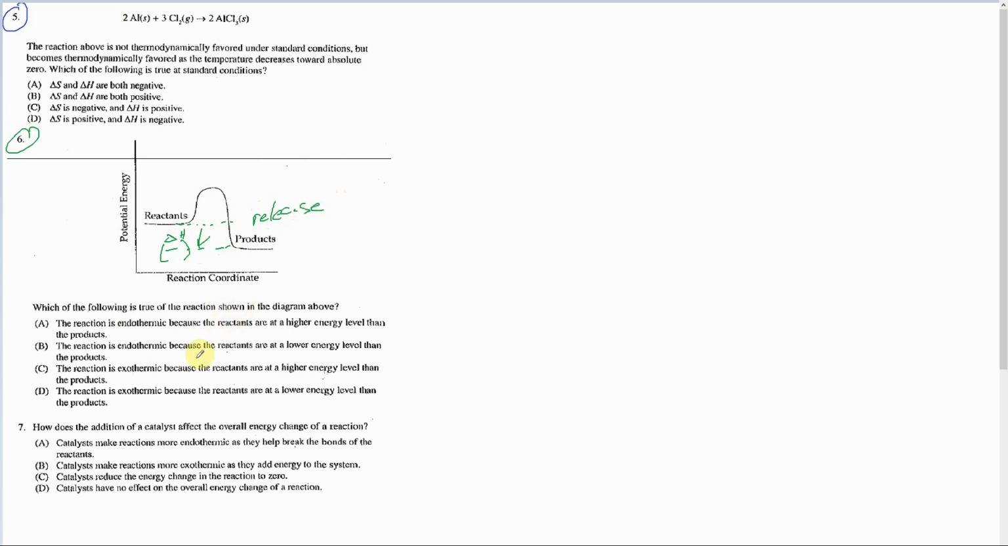So that gets rid of A and B. That gets us down to C and D. Is it because the reactants are at a higher energy than the products?